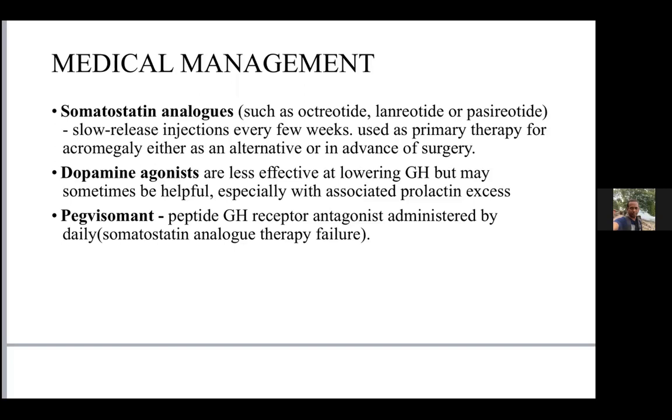Dopamine agonists are less effective at lowering growth hormone, but may be helpful, especially when associated with prolactin excess. Pegvisomant is a peptide growth hormone receptor antagonist, administered daily when there is a failure of somatostatin analog therapy.